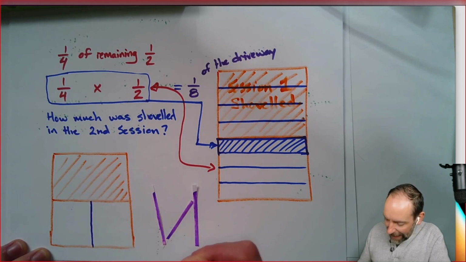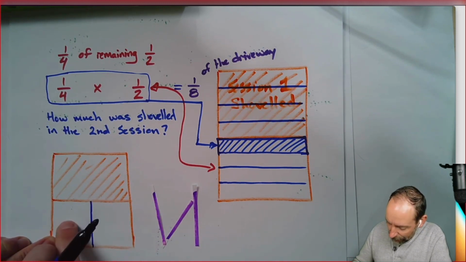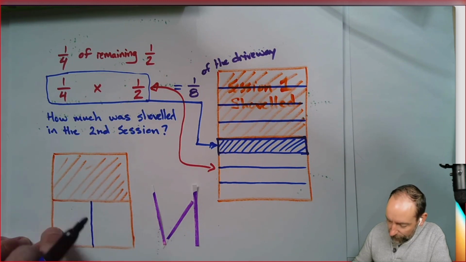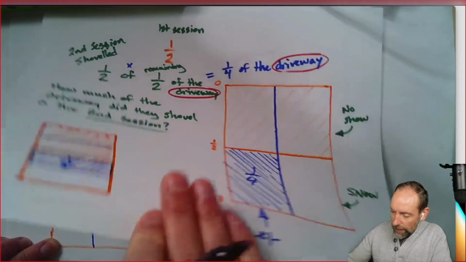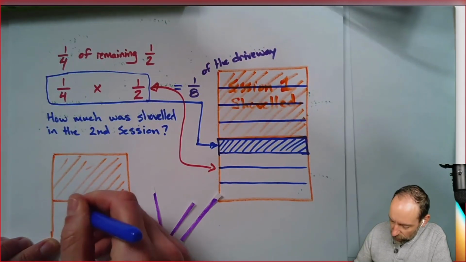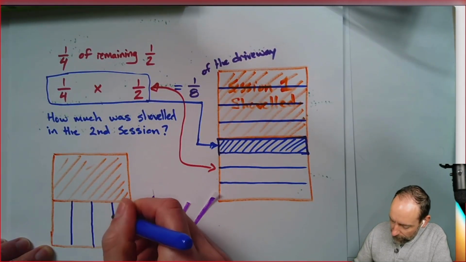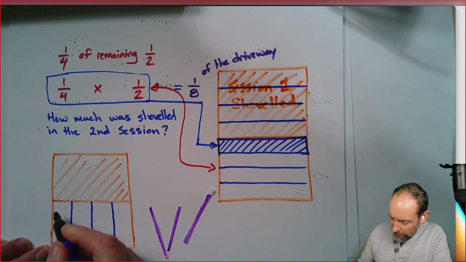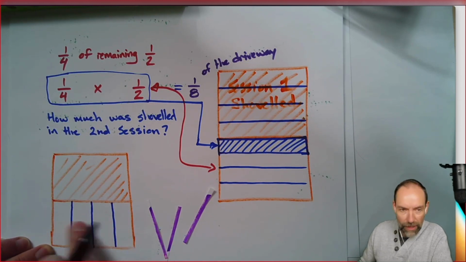I could cut that in half. Like if I do this, then I've done half of half. That's what we did the last time, right? Half of half. All right. But this time we want to do 1/4 of half the driveway. So I'm like, okay, and you get to pick which fourth you do.